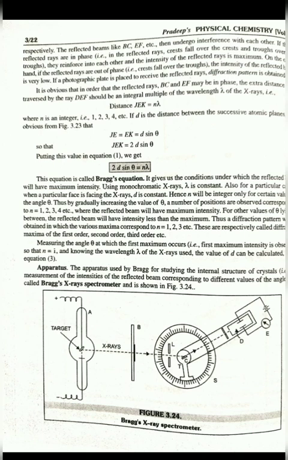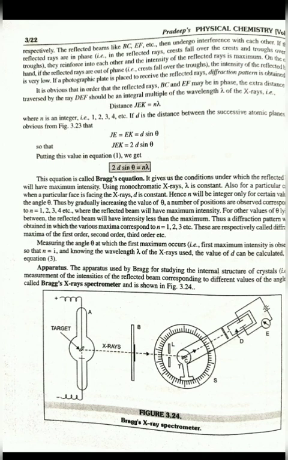Lambda is constant, also for a particular crystal, when a particular face is facing the X-ray, d is constant. Hence n will be an integer only for certain values of the angle theta. Thus, on gradually decreasing the value of theta, a number of positions are observed corresponding to n is equal to 1, 2, 3, 4, etc., where the reflected beam will have maximum intensity. For other values of theta lying in between, the reflected beam will have intensity less than the maximum. Thus a diffraction pattern will be obtained in which the various maxima correspond to n is equal to 1, 2, 3, etc. These are respectively called diffraction maxima of the first order, second order, third order, etc.